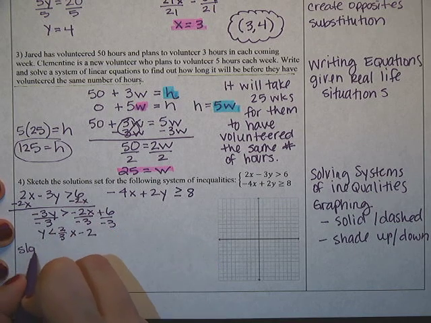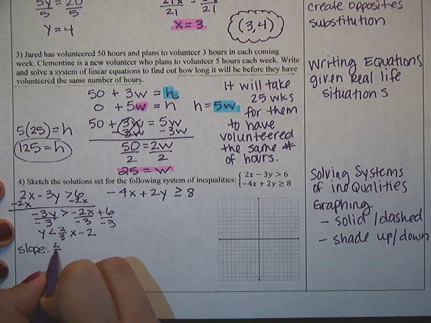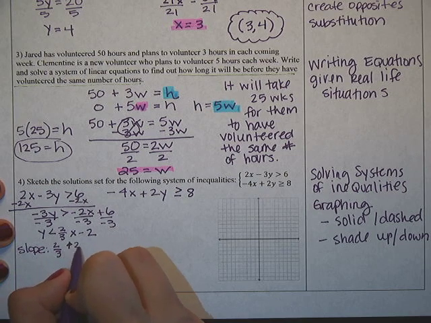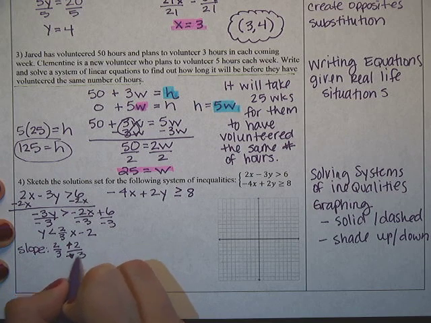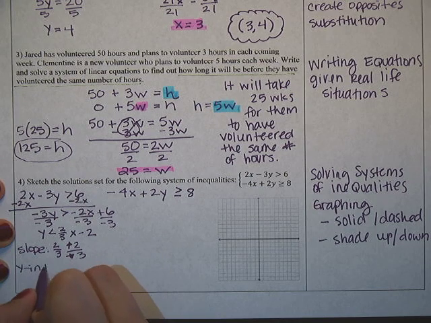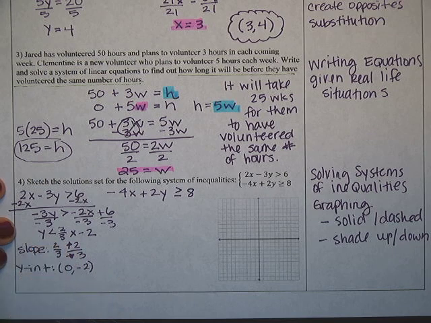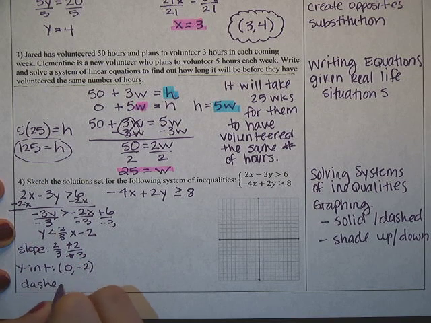Here our slope is 2/3, so we're going to go up 2, forward 3. Our y-intercept is (0, -2). Since there's not an equal to symbol here, we're going to have a dashed line. And since y is less than, we're going to shade down.